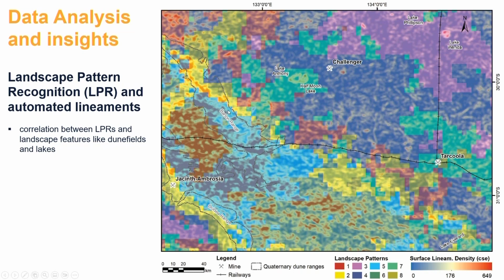Now this can be done in two ways. One is a trained version, where you looked at the area and decided there were 7 different types of features. So it could be lakes, it could be dune fields. And you sort of say, okay, find everything that looks like this. And then it just generates these types of maps.